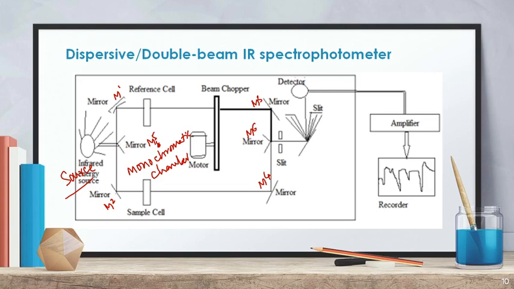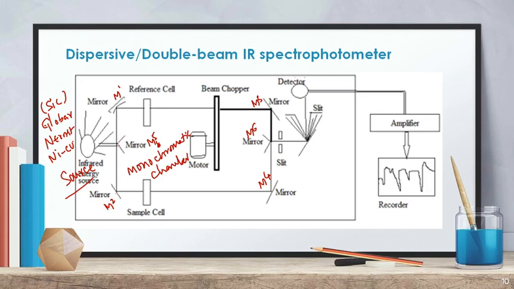Generally, what are the sources used for the emission of IR radiation? Simply the glow bar, which is silicon carbide, and the Nernst glower, and also nichrome, nickel copper wire. Okay, so these are the sources of IR radiation. Whenever the IR radiation enters the entrance slit, the arrangement present there is the mirrors.